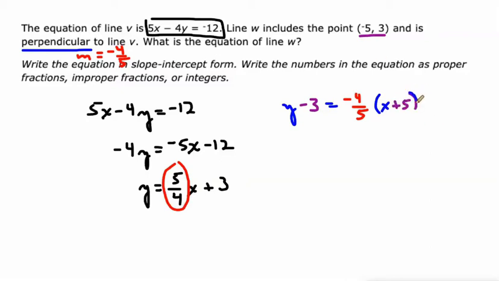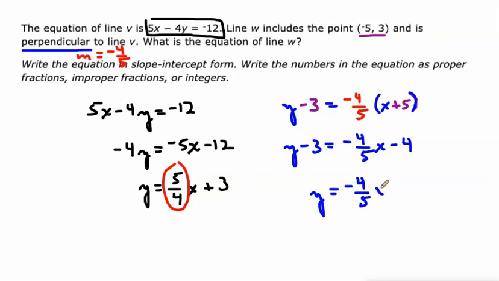And then we'll turn this into slope-intercept form by distributing the negative 4/5. That would be negative 4/5 x. And then negative 4/5 times 5 would just be negative 4. The 5's cancel out. And then add 3 to both sides. And we get negative 4/5 x. Negative 4 plus 3 is negative 1. So in this one, we actually had to find the slope of the original line before we could find the slope of the line that was perpendicular to it. That one's a little tougher.